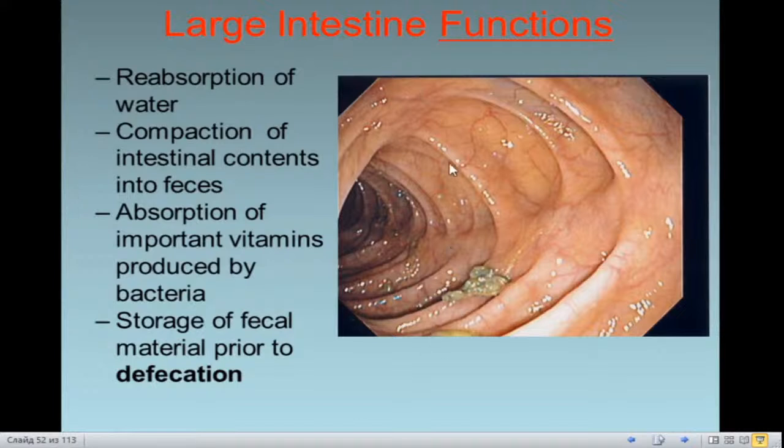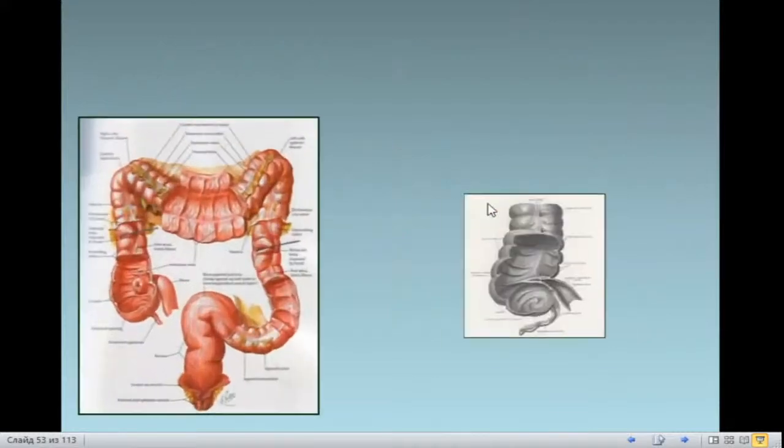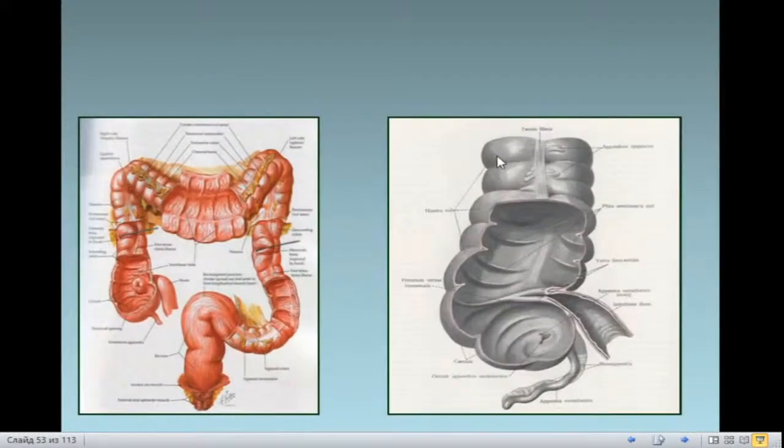This is the image of the large intestine. As you can see, it lacks villi, because water and water-soluble substances do not need villi to be absorbed. They easily can pass through the wall, therefore no villi. Instead, it has folds. These folds cause bulges in between them. These bulges are called haustra. And these haustra are seen really like bulges.